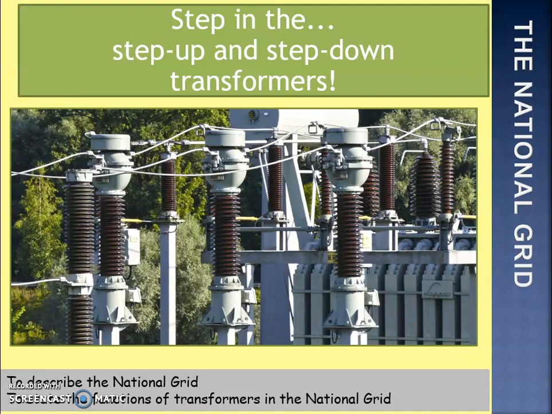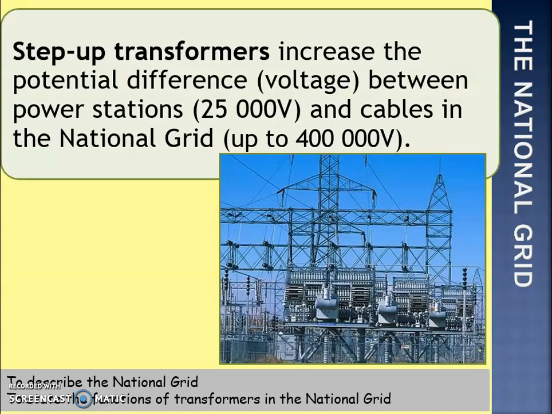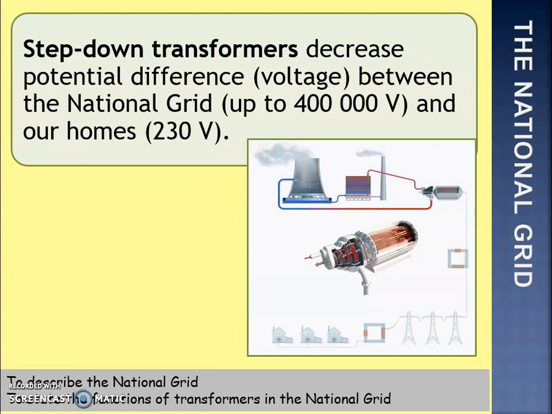Step up and step down transformers do this job. They will change the voltage of the electricity, and they do it for a very important reason. Step up transformers increase the potential difference between power stations and cables in the national grid. Steps it up from 25,000 to 400,000. Step down transformers do the opposite. They decrease the potential difference from 400,000 in the national grid to 230 in our homes.